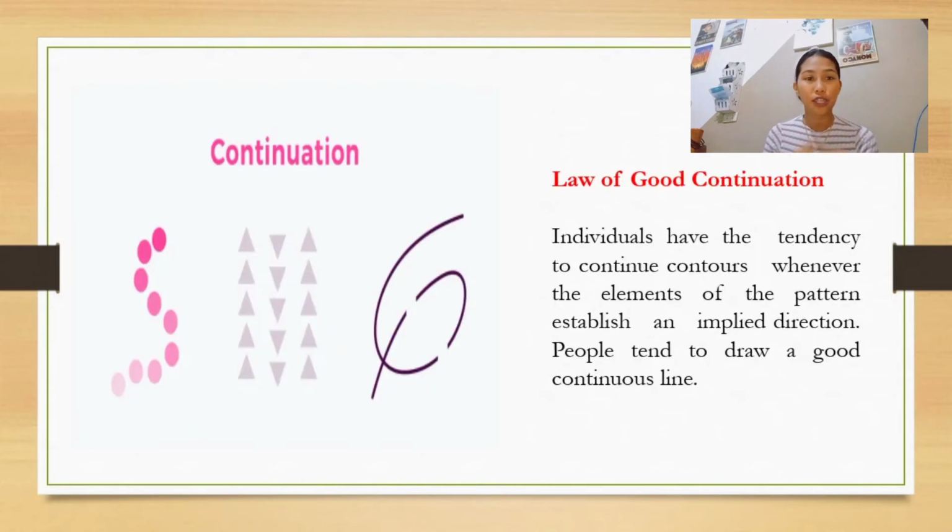Next, law of good continuation. Individuals have the tendency to continue contours whenever the elements of the pattern establish an implied direction. People tend to draw a good continuous line. So, kagaya ng nauna, kahit na parang lumalabo na siya, still we continue forming an S. The next one, we continue to follow the lines, the up and the down, since the elements of the good continuation establish an implied direction.